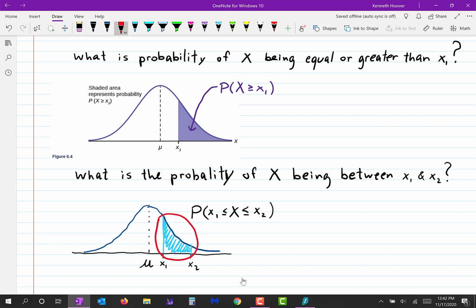Okay, that's the idea. Now, the next question becomes, how do you calculate that area? So how do you find out what that actually equals? What is this area here? Or what is that area there? Okay, the answer is you don't calculate it. It's already been calculated for you. I'm going to show you where to look those numbers up.